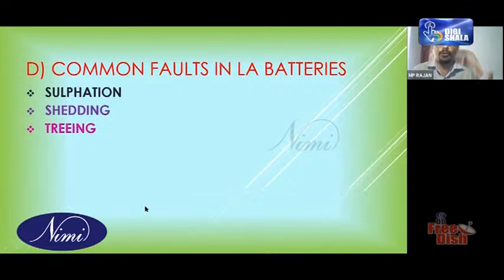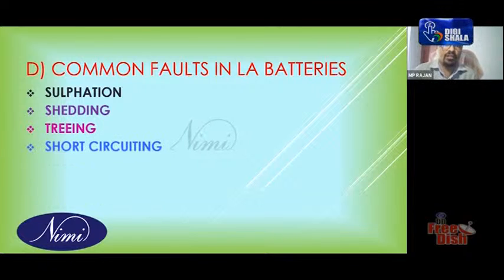Plate में extra growth होती है, like cancer. So extra growth of active material, sometimes it will pierce through the separator, it will touch the negative and positive plate हो सकती है. Positive plate का active material grow होके separator के अंदर जाके negative plate को touch करता है. तो short circuiting हो सकता है.